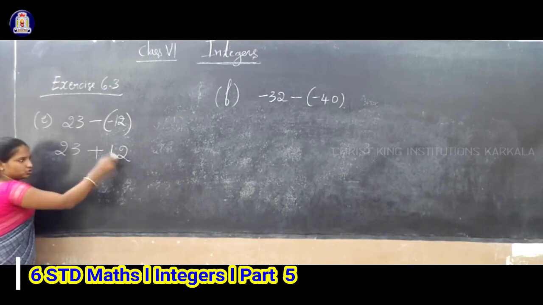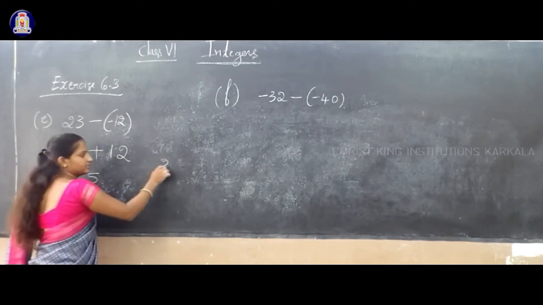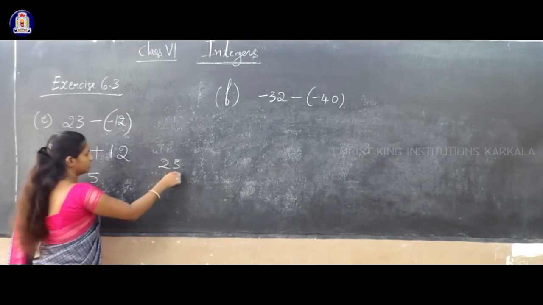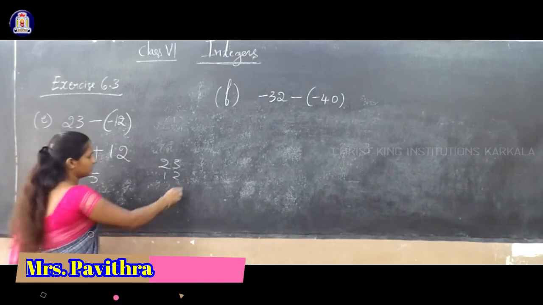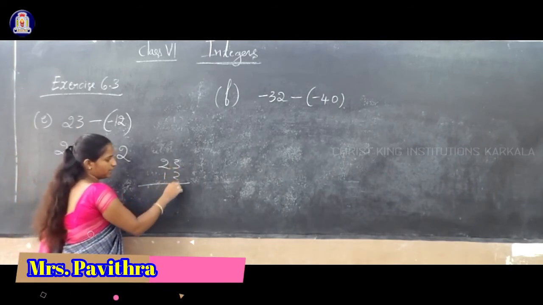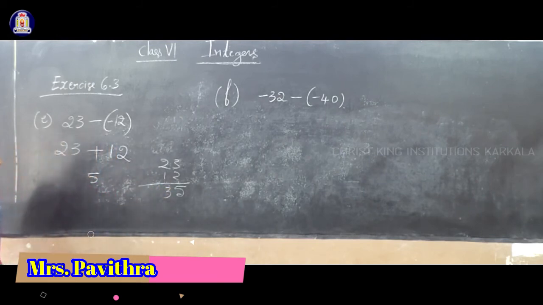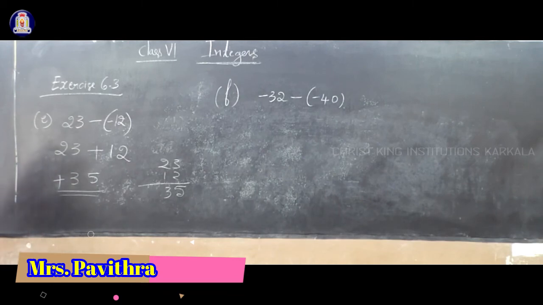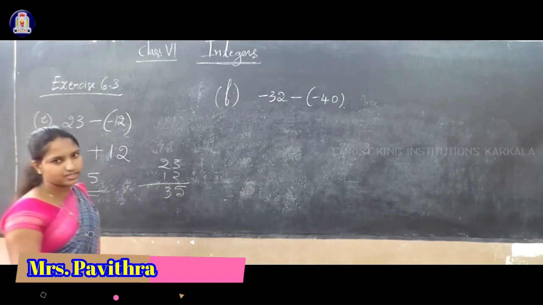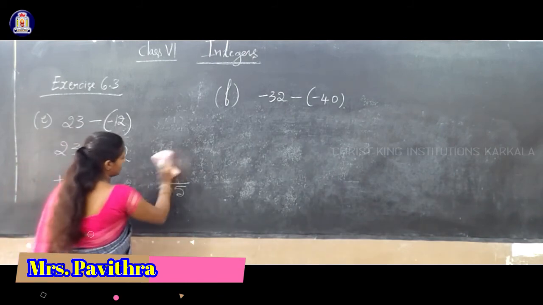If you want, you can write like this also. Vertically you can write and add. Okay? So we'll get the answer. So 23 plus 12. What is 23 plus 12? 3 plus 2 is 5 and 2 plus 1 is 3. Okay? The answer is 35. So plus 35. Why plus 35? Because the greater number here is 23. So what is the sign of 23? Plus. So plus 35 is the answer. Understood? So now the last question.